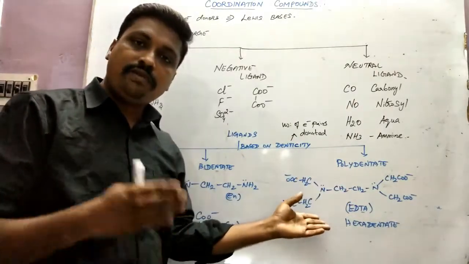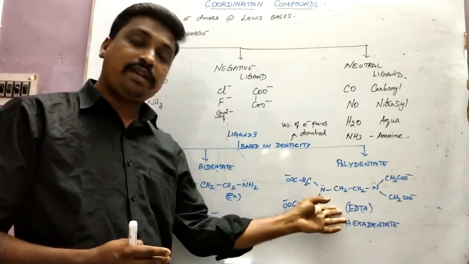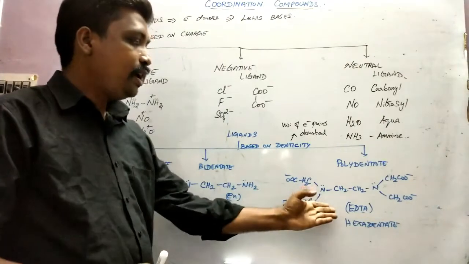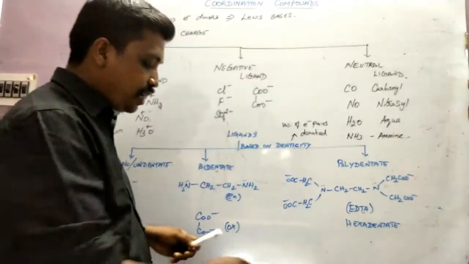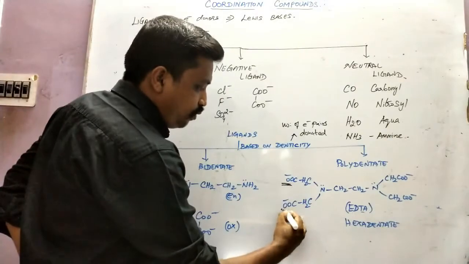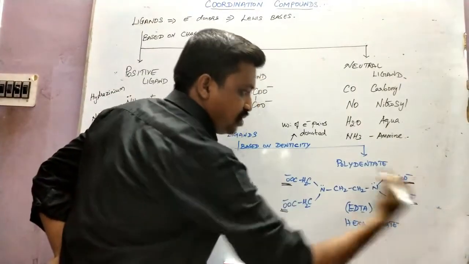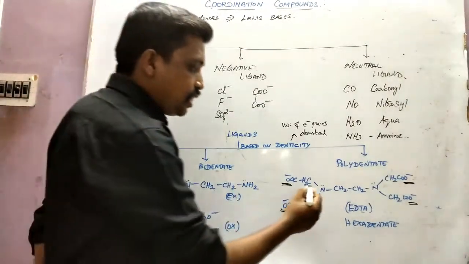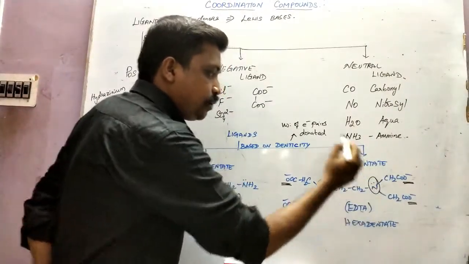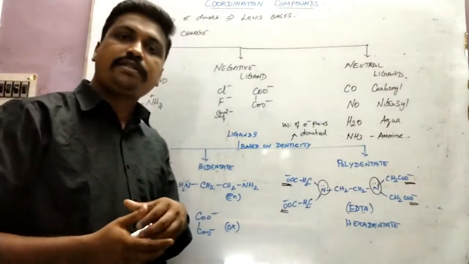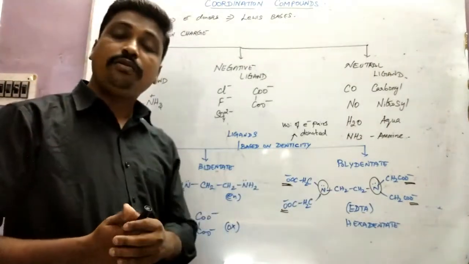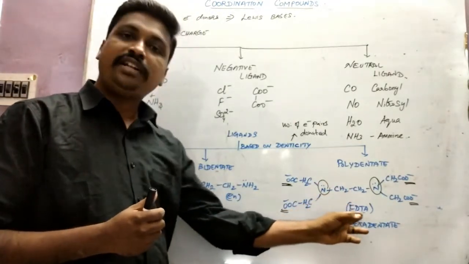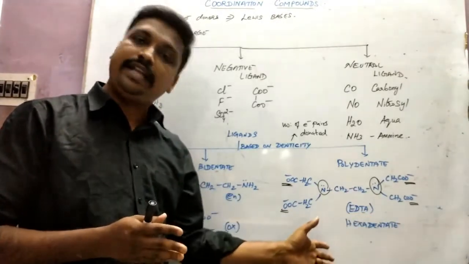In polydentate, I have given you an example, EDTA, which is a hexadentate ligand. It donates how many pairs? Six pairs of electrons. Here is the structure of EDTA. Four oxygens from the acetate groups donate four pairs of electrons, and the fifth and sixth pairs are donated by the lone pairs of nitrogen. So one EDTA molecule is capable of donating six pairs of electrons. Hence ethylene diamine tetraacetate is a hexadentate ligand, right?